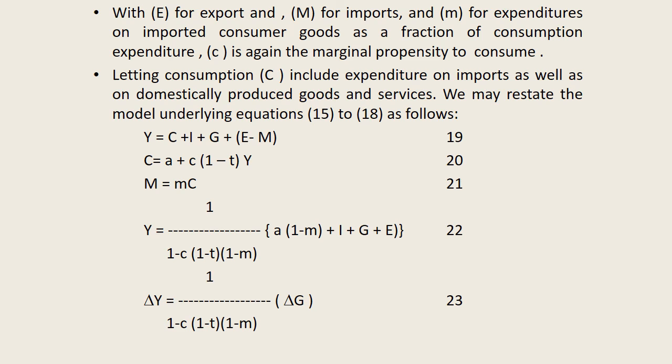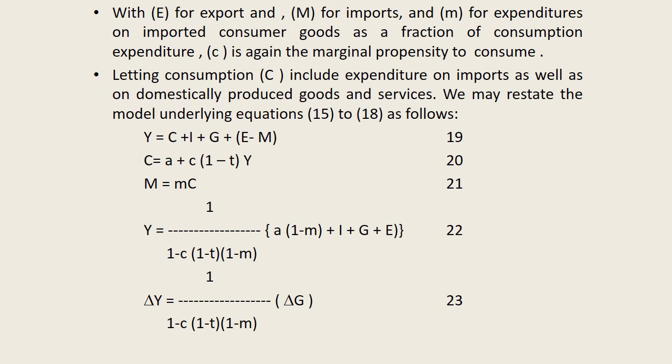The multiplier under this case has the least value compared to the other cases. In this case we have leakages. Leakages are represented in taxes and in imports. Also, the multiplier is decreased by the effect of small m.